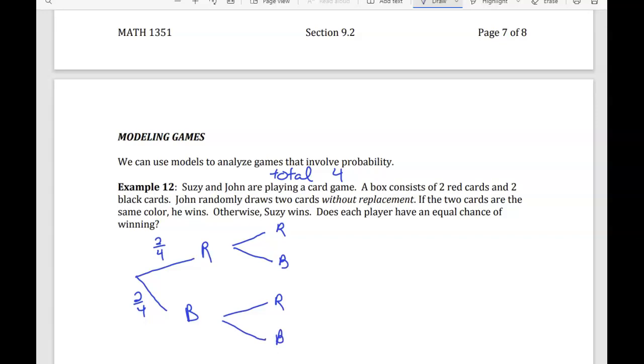Okay. If he drew a red, now he only has 1 out of 3 chances. If he drew a red, he has 3. No, sorry. He has 2 out of 3 chances of getting a black. If he drew a black, he has 2 out of 3 chances of getting a red, and only 1 out of 3 chances of getting a black.